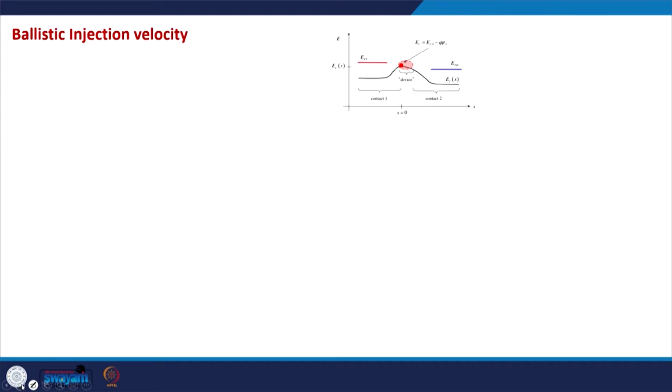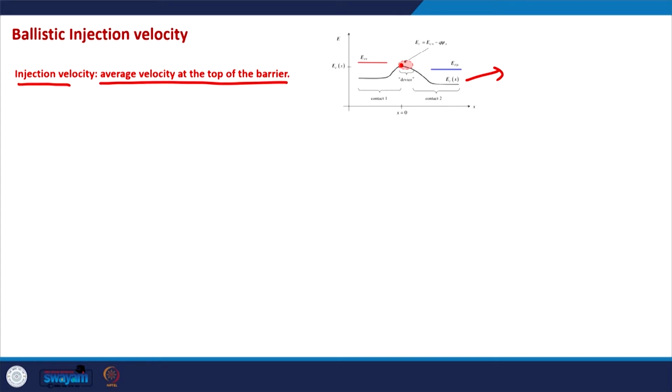In a ballistic MOSFET, this is how the energy landscape looks like. This is the top of the barrier point, and the injection velocity is essentially the average velocity right at the top of the barrier, which can also be written as the average velocity in the positive x direction at x equal to 0 when we have applied a VGS and a VDS voltage to the system. This is a more correct, or more elaborate, way to write down the injection velocity in MOSFETs.